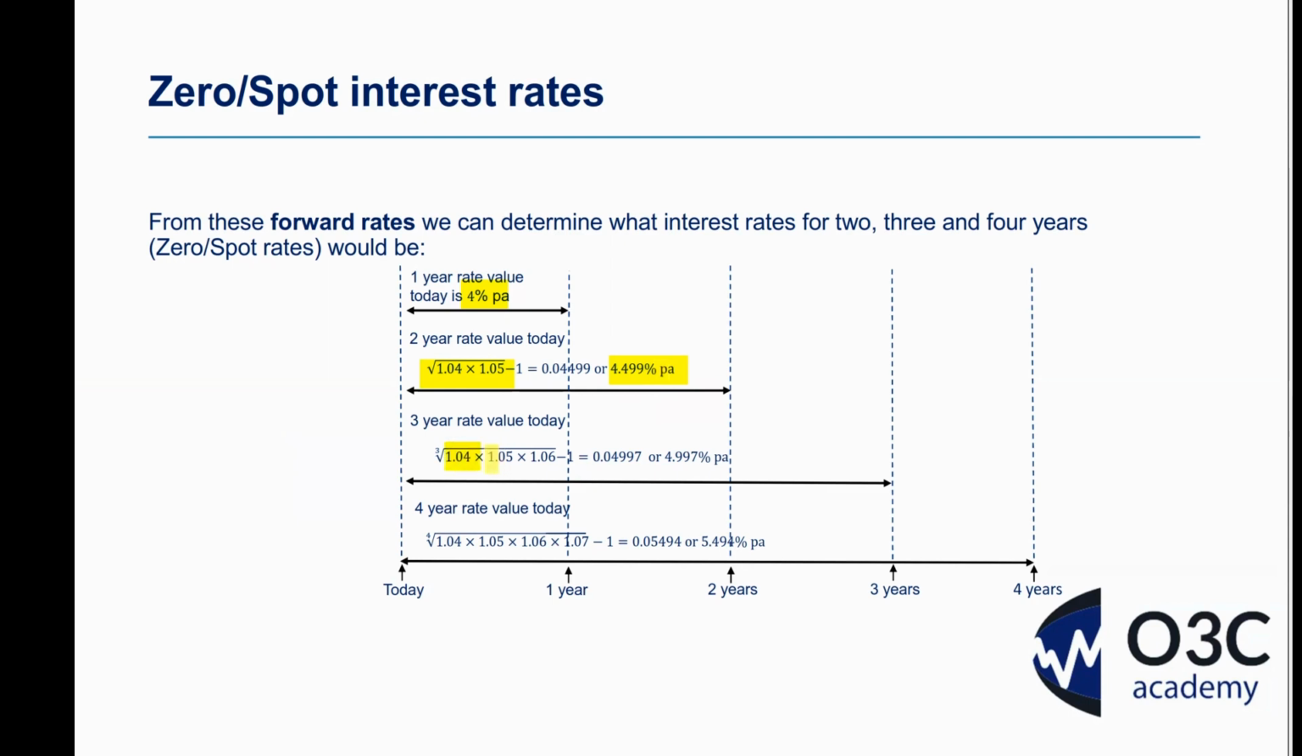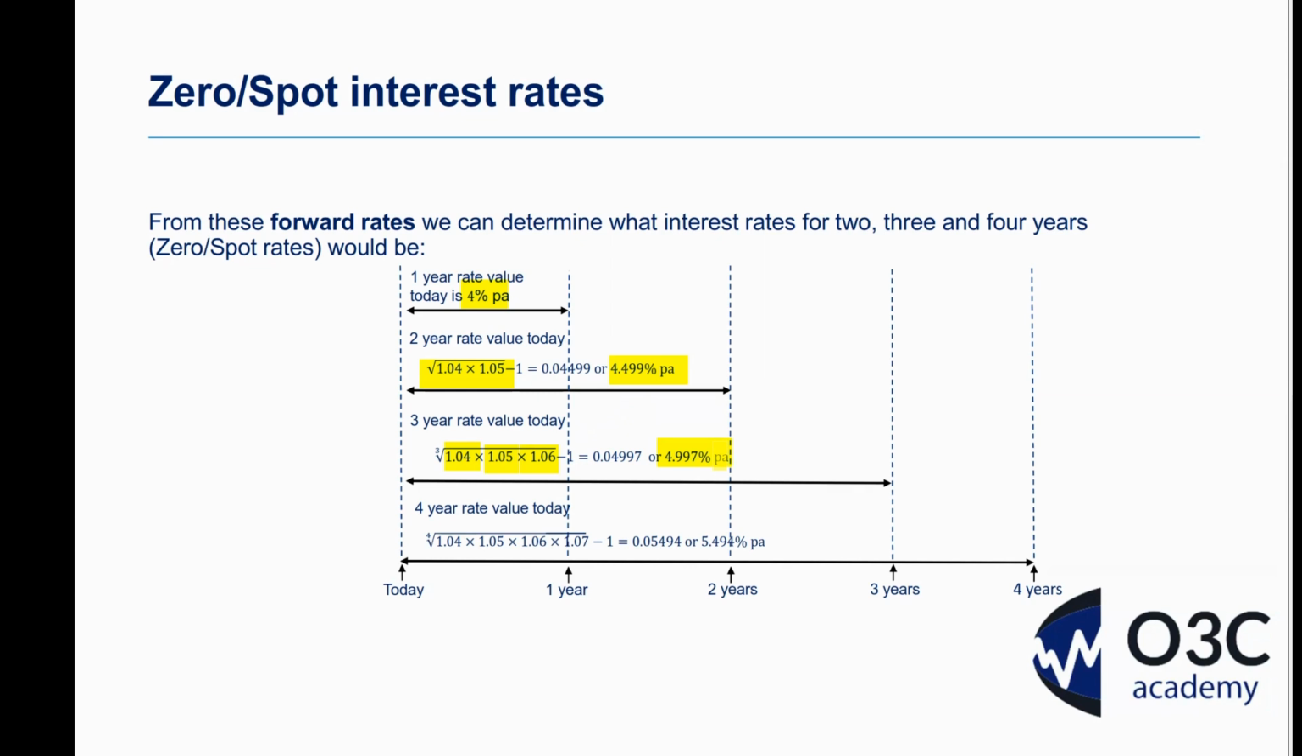So we take the 4%, the 5%, and the 6%. This time we're going to take the cube root, the third root of this, and we have the 3 year zero, 4.997%. Now, I'm being very precise with these numbers. I could round up. It might be nice to round up, but I'm using these exact numbers because of something I'm going to show you in a little while. So please bear with me on that.